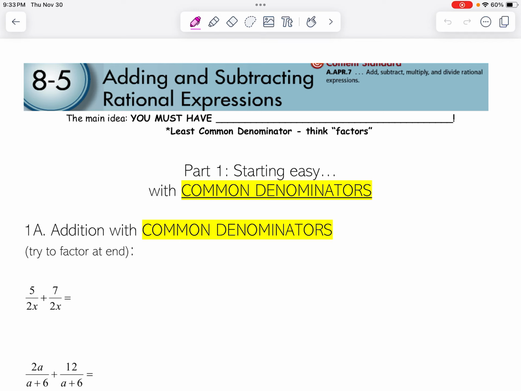Today we are going to, would you like to take a guess? Add and subtract rational expressions. That's right. Now the word rational means fractions and expressions means not equations because there's no equal sign.